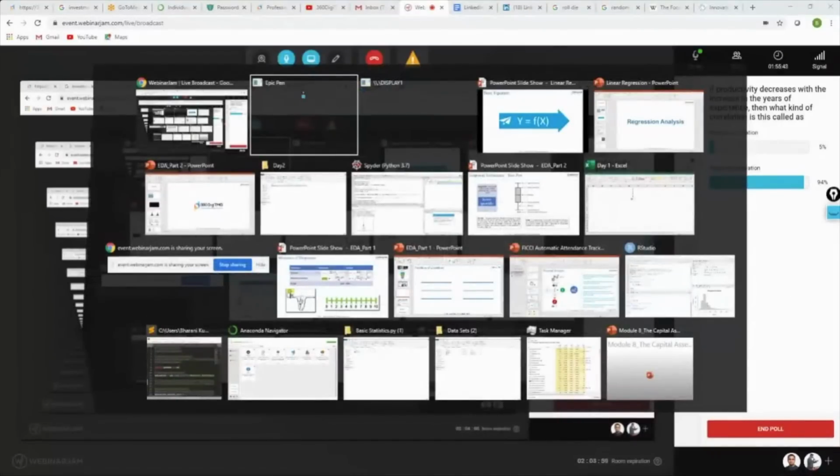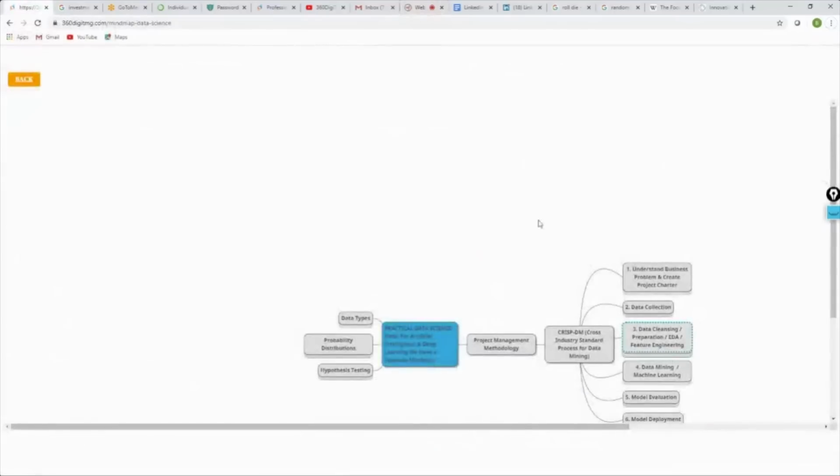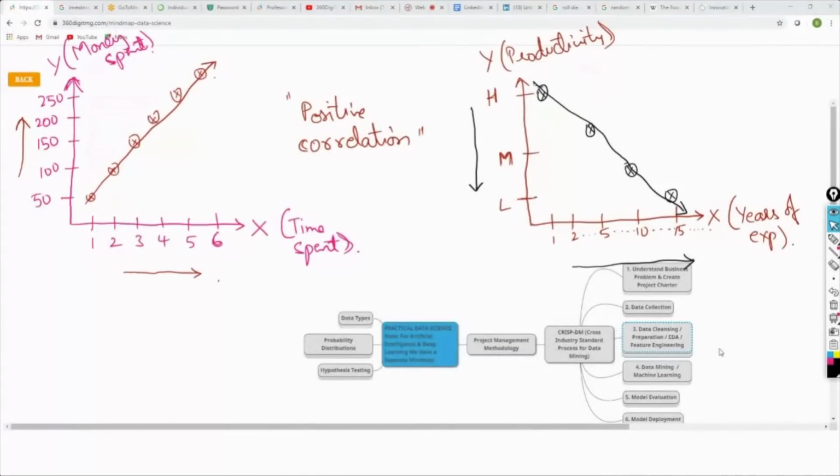This is in fact called negative correlation. Why? It is coming down, so it is negative. One is increasing, another is decreasing, so it's negative correlation. If one is increasing and another is also increasing, then it's called positive correlation. Positive correlation, negative correlation.